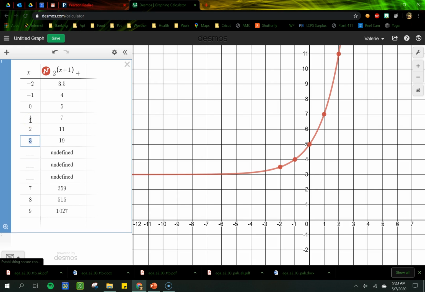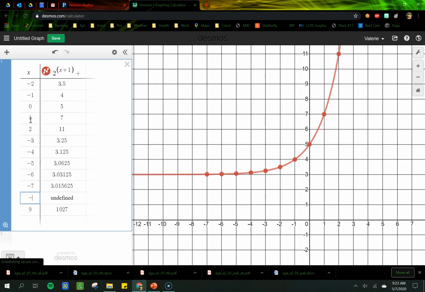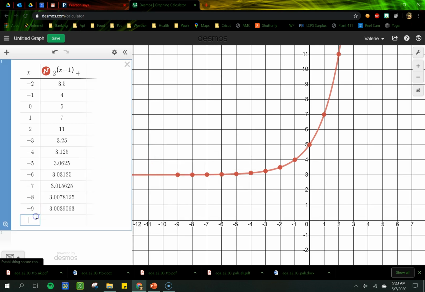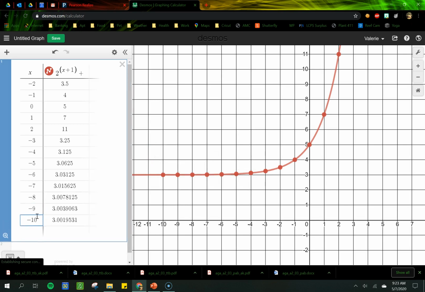Let's just put in -3, -4, -5, -6, -7, -8, -9. Do you notice with all of these negatives, as I went further to the left here, that they're all getting really close to 3, right? They're getting closer and closer and closer. Eventually, Desmos would just start saying that it's 3.